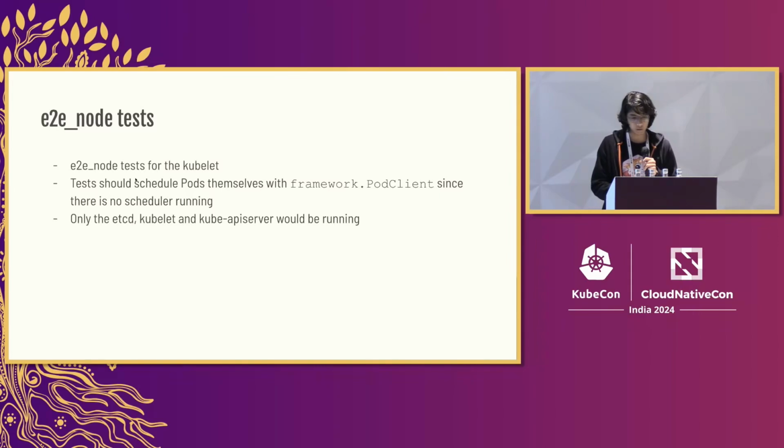But E2E node tests are for testing features of kubelet which are not necessarily accessible through the API. So you can do things like SSH into the host which is running Kubernetes and do things there. And for E2E node tests, you need to only have etcd, kubelet, and the kube API server running. So if you are testing something with scheduling a pod, you would have to do that manually with this framework.PodClient function, because the scheduler is not running.